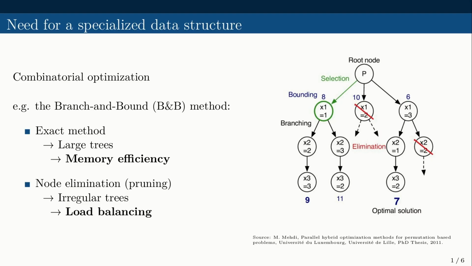In fact, in some research fields, such as combinatorial optimization, we are solving problems using tree-based methods like backtracking or branch and bound. And those methods usually exhibit large and irregular trees. And so their parallel implementation generally raises two main challenges, which are memory management and load balancing. Both are closely related to the data structure and generally represent the main complex parts of the parallel implementations.